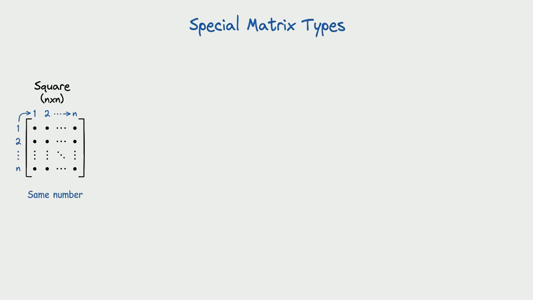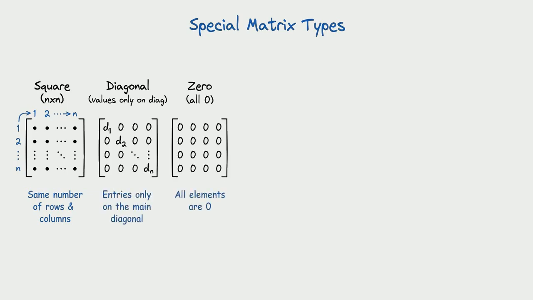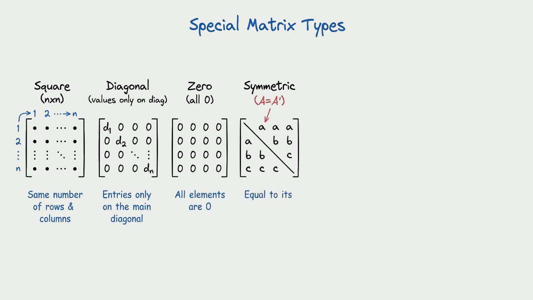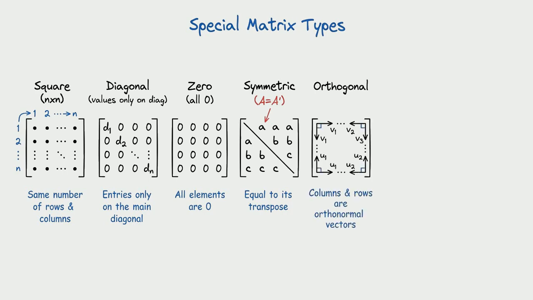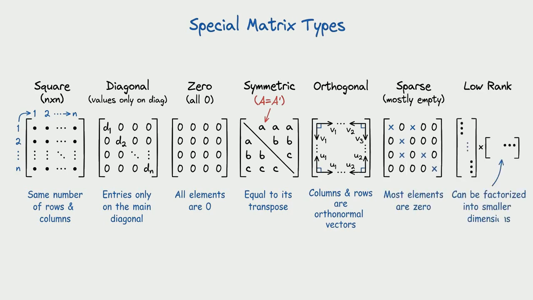There are also special types of matrices. Square matrices have the same number of rows and columns. Diagonal matrices only have non-zero entries on the diagonal. Zero matrices are all zeros. Symmetric matrices are equal to their transpose. Orthogonal matrices preserve angles and lengths. Sparse matrices are mostly zeros, great for saving memory. Low-rank matrices compress information and show up in data science.